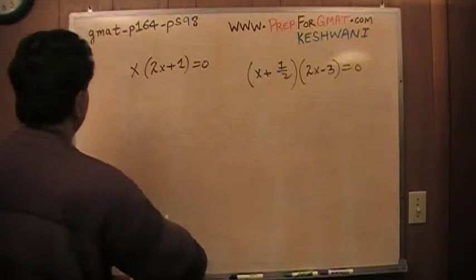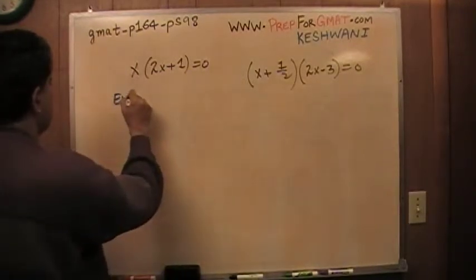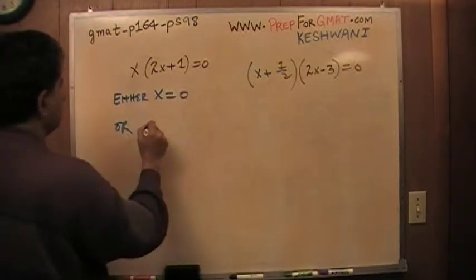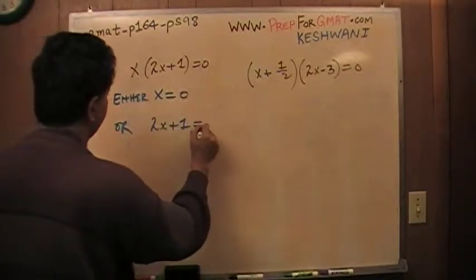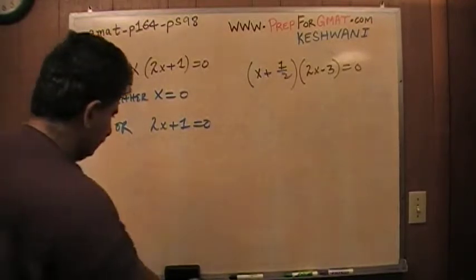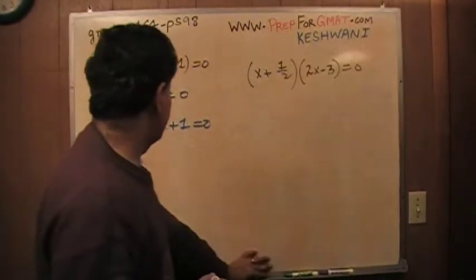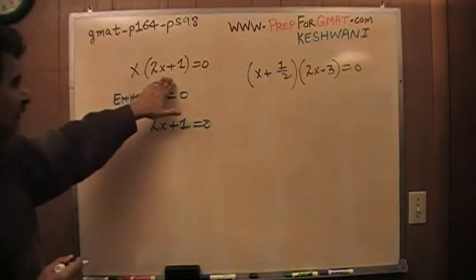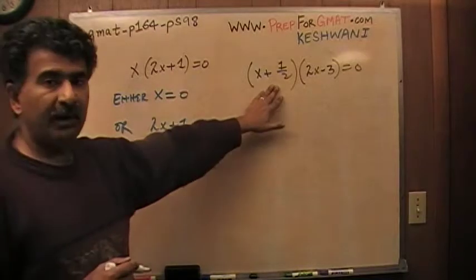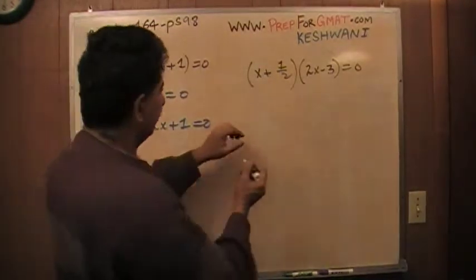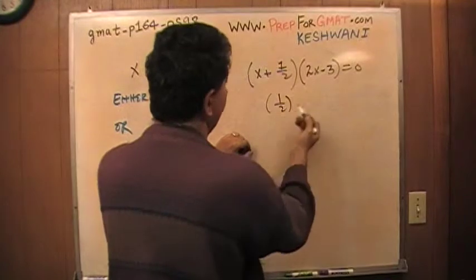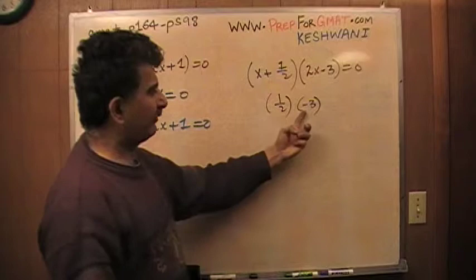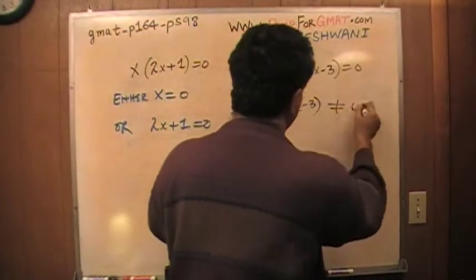So we know that either x equals 0 or 2x plus 1 equals 0. Well, let's take a look at this first scenario, x equals 0. If x equals 0, this part will be 0. 0 times this thing will be 0. But we will have a problem here, because if x equals 0, this quantity would be just half. And this quantity, if x is 0, disappears, and this is negative 3. As you can see, half times negative 3 is not going to give us 0.